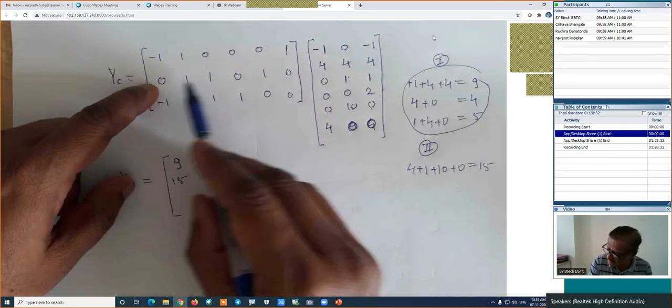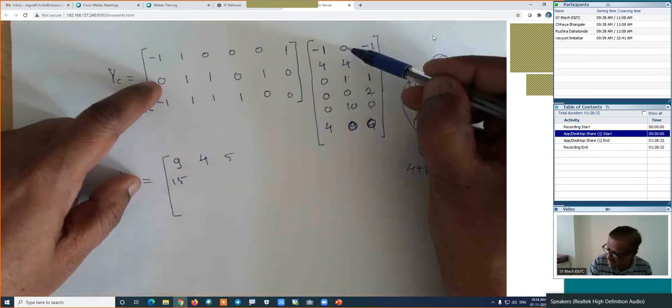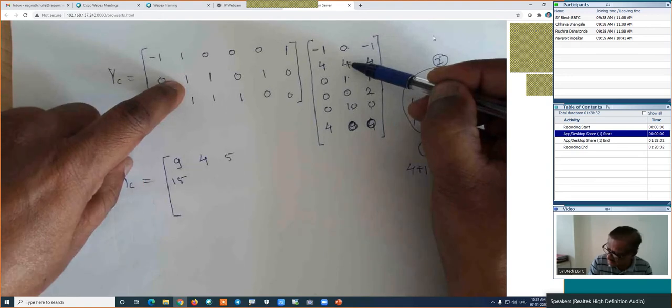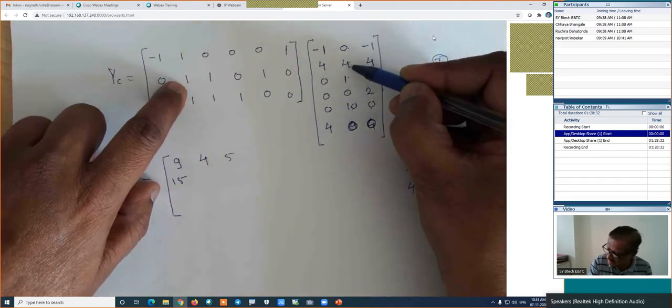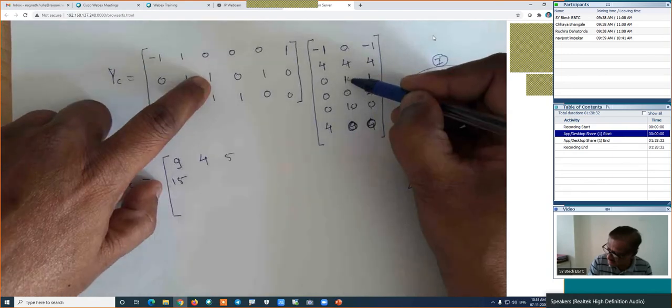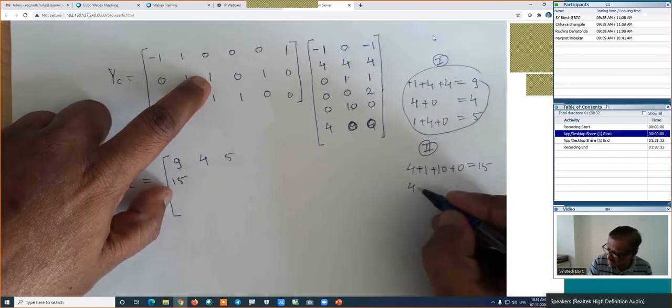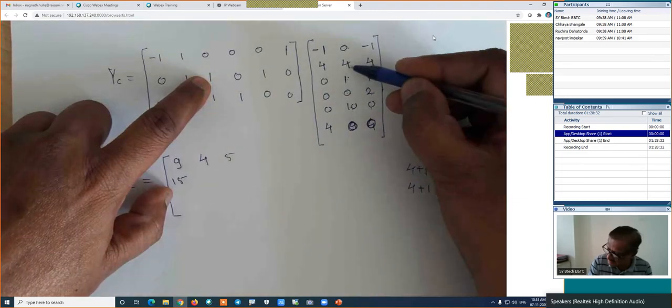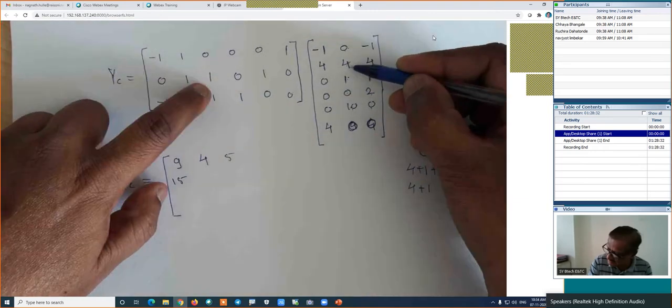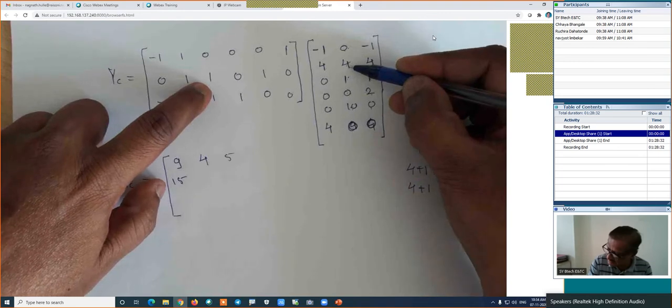Then again, this second row and first column, this is 0. This will be +4. Is it right? It is +4. This will be +4. Is it right? Then it is +1. Is it right? This is +1. +4 and +1. Is it right? Yes or no?